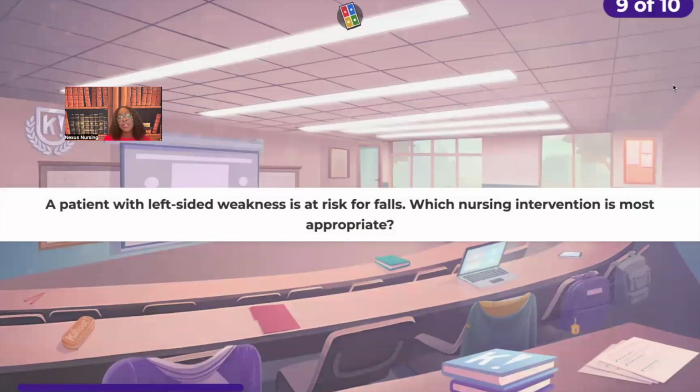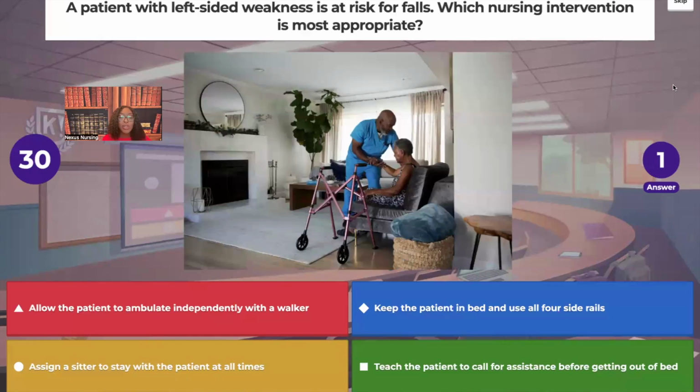A patient with left side weakness is at risk for falls. Which nursing intervention would be most appropriate? Would it be to allow the patient to ambulate independently with a walker? Would it be to keep the patient in bed and use all 4 side rails? Would it be to assign a sitter to stay with the patient at all times? Or would it be to teach the patient to call for assistance before getting out of bed?